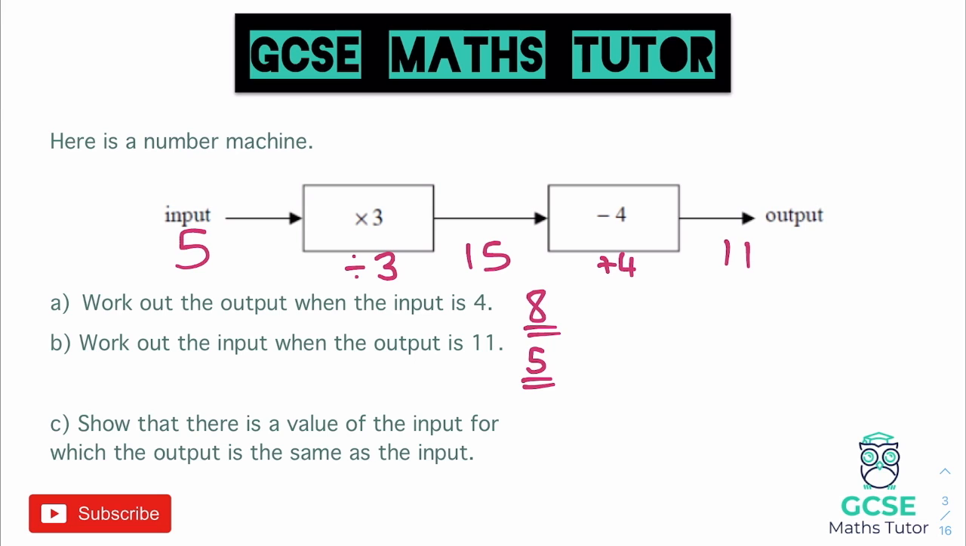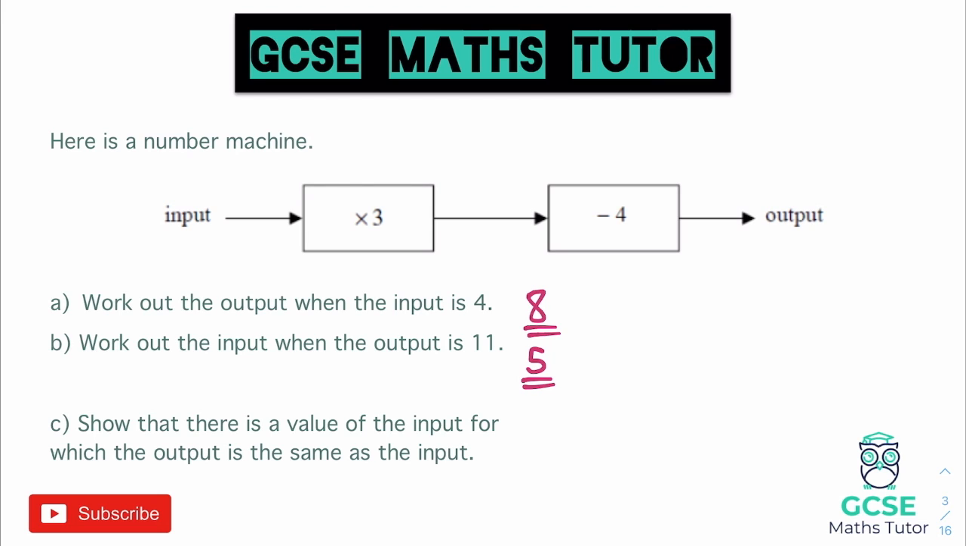Now this final question here is a little bit more complex. So it says, show that there is a value of the input for which the output is the same as the input. Or in other words, if we put in 10, we get out 10. Now obviously that's probably not the case for 10, that was just a random guess, but we have to work out a number which gives us the same output.